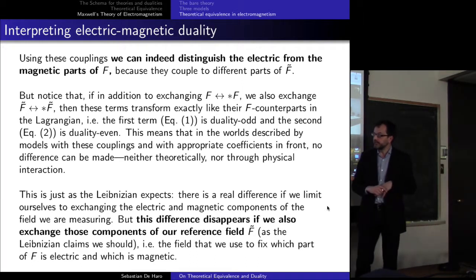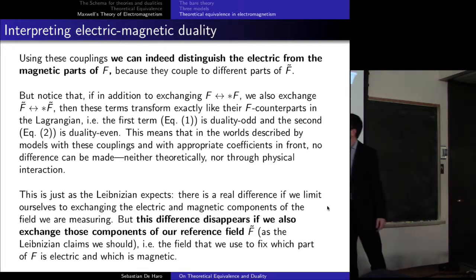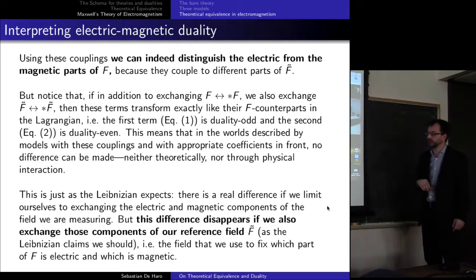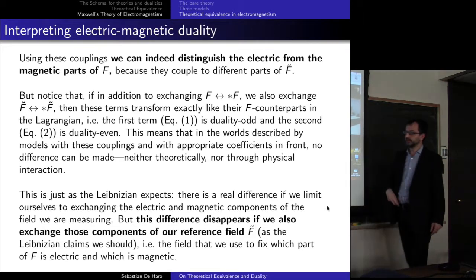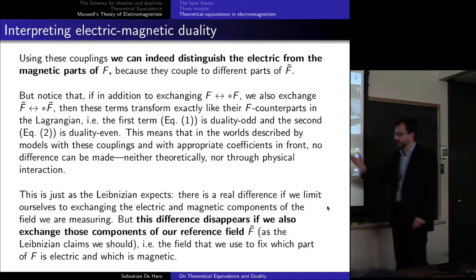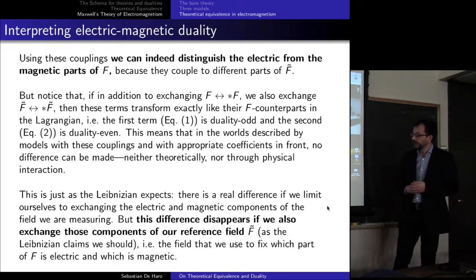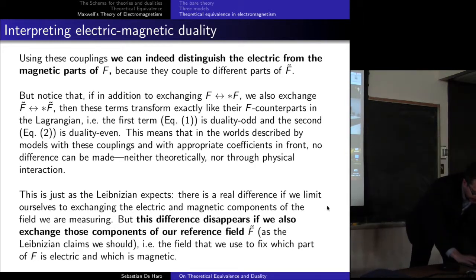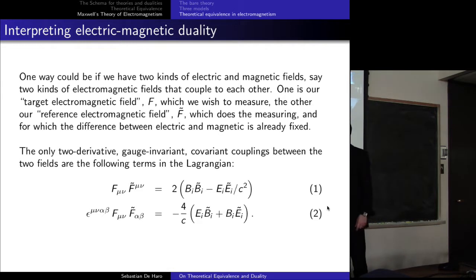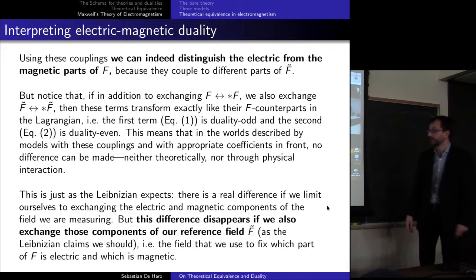But what happens if we are now Leibnizians? So if we are Leibnizians, in addition to exchanging F with its dual, we are also going to exchange F tilde with F tilde dual, where these terms transform exactly like their F counterparts in the Lagrangian. So in that case, of the two terms that we find here, this one is invariant, and this one transforms merely with a minus sign, like the Lagrangian itself.